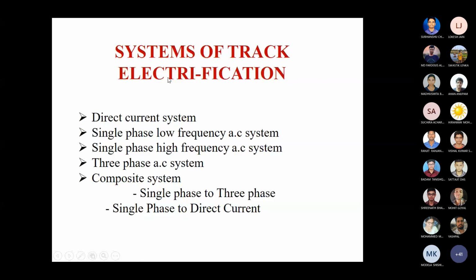So the system of electrification. What type of electrification system?